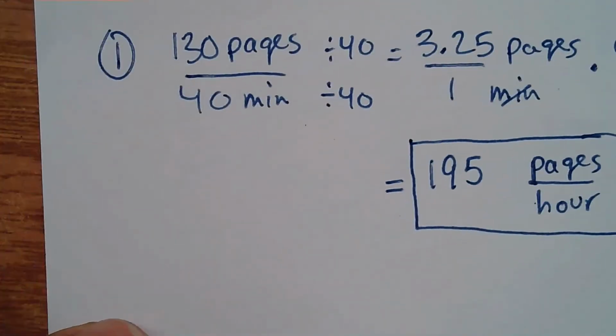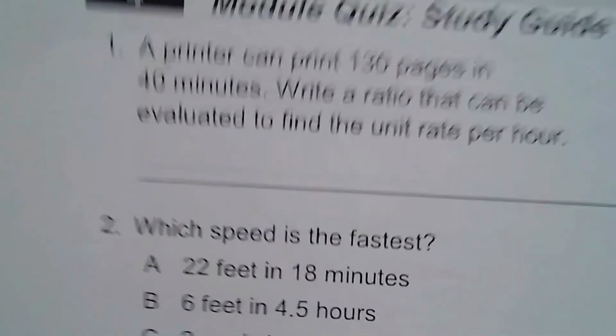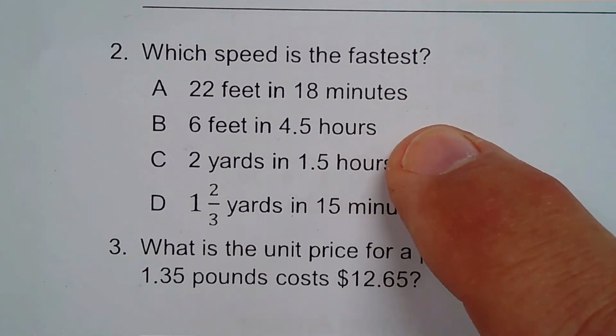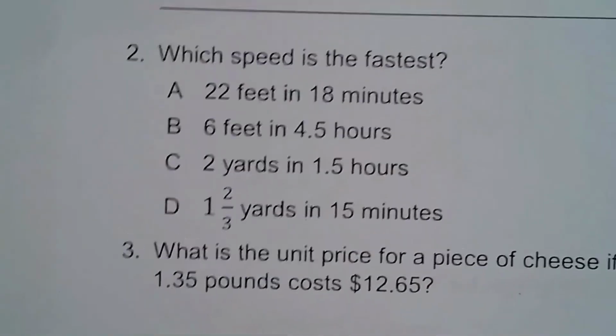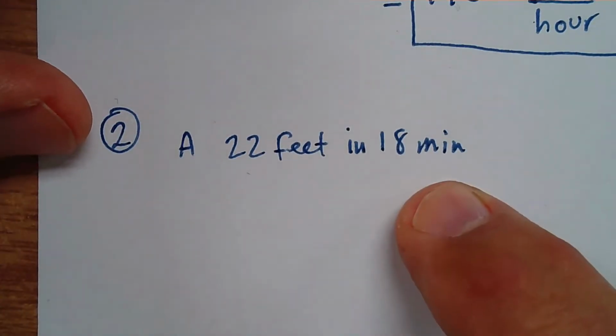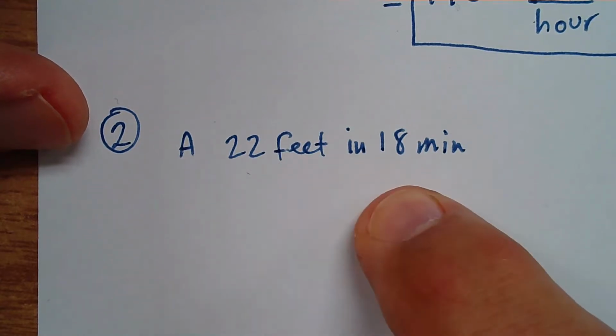Okay, number two. Which speed is the fastest? So I have A is 22 feet in 18 minutes. Let's find how many feet in an hour. So let's find feet per 1 minute and then multiply it.